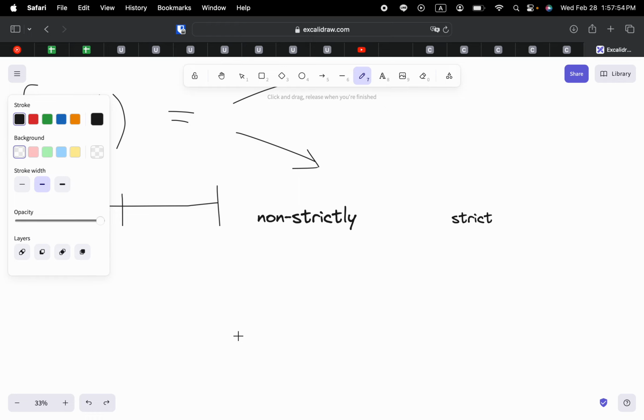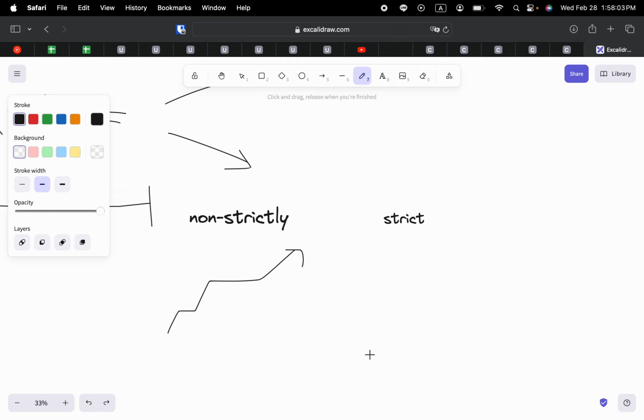So basically, if it's non-strict, it can go straight, flat. It can be like that. And then if it's strict, then it can only go up. It cannot be flat. You know what I mean? This flat part, that means it's non-strict. It means that it can be equal. And then strict means that it has to go up. Okay?